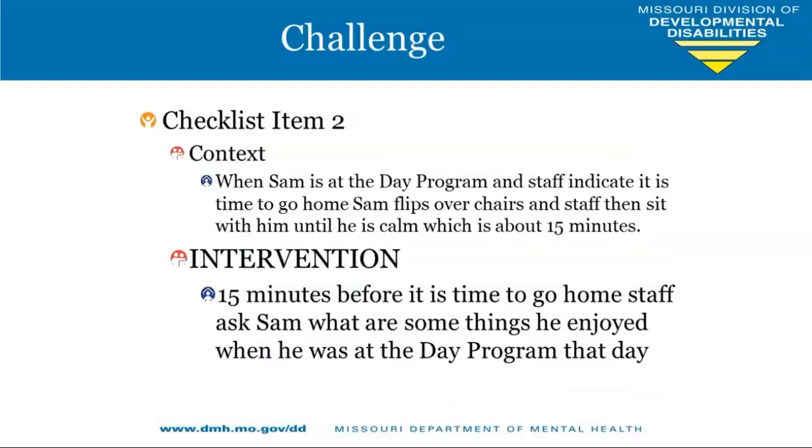So the challenge question for item 2: when Sam is at day program and staff indicate that it is time to go, Sam flips over the chair and the staff then sit with him until he is calm, which is about 15 minutes. So the intervention is 15 minutes before it's time for him to go home. Staff asks him what are the things he enjoyed when he was at day program. So would you consider this a non-exemplar or an exemplar, and give us some feedback as to why you are indicating it's an exemplar or a non-exemplar.